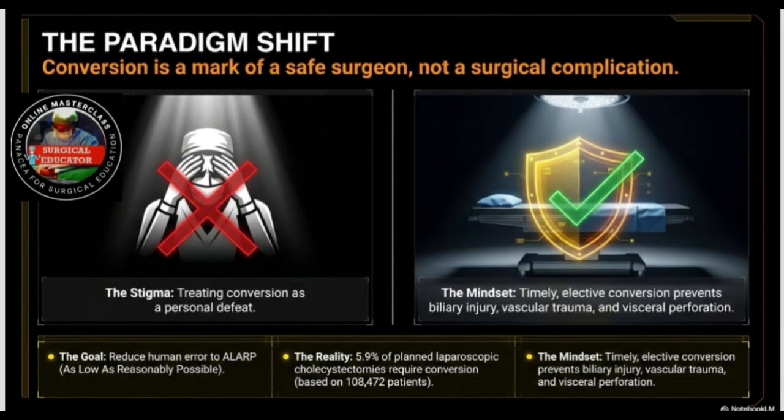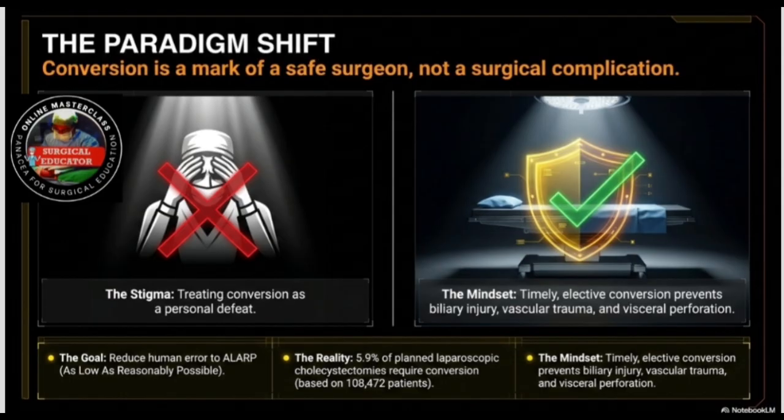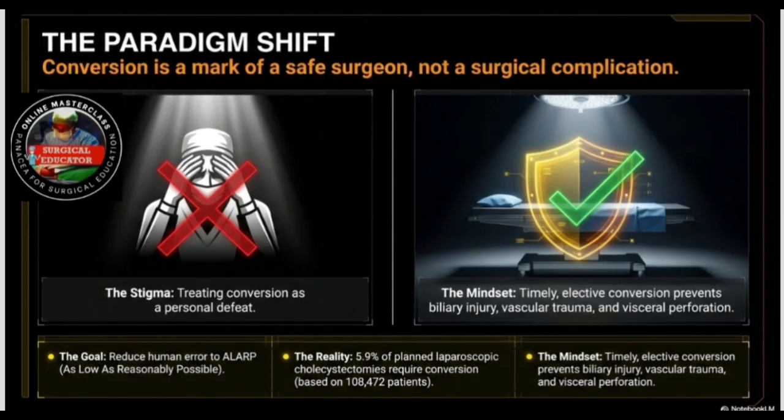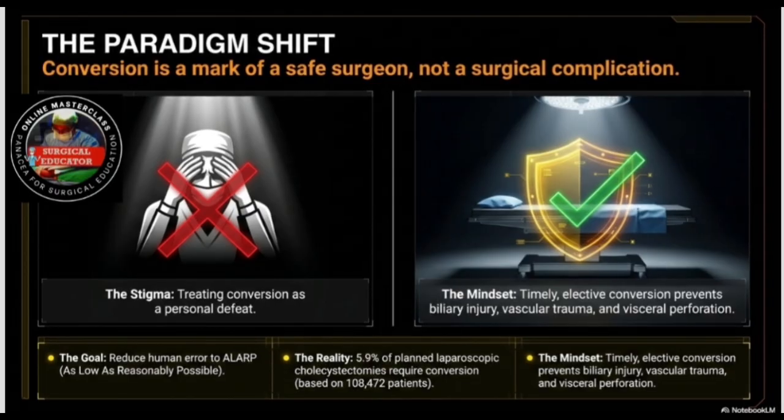But let me push back on those numbers for a second. Why is a 5.9% conversion rate acceptable? If a standard blood pressure medication completely failed 6% of the time and required hospitalization, we'd recall the drug. That is a crucial distinction, and we really have to stop calling it a failure rate. That's the legacy mindset we are trying to destroy here.